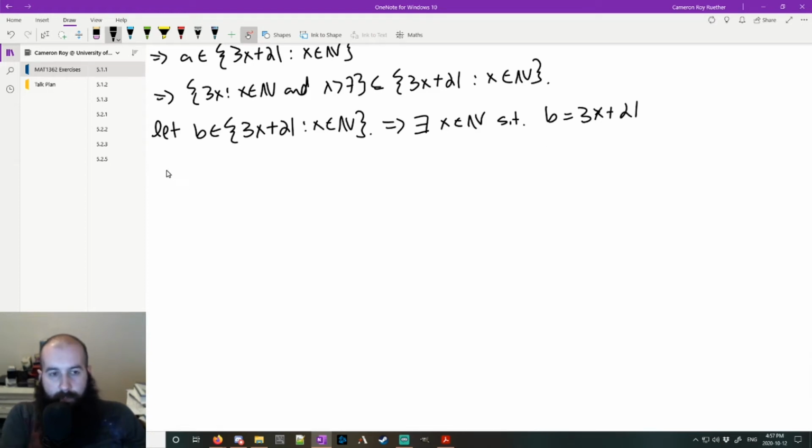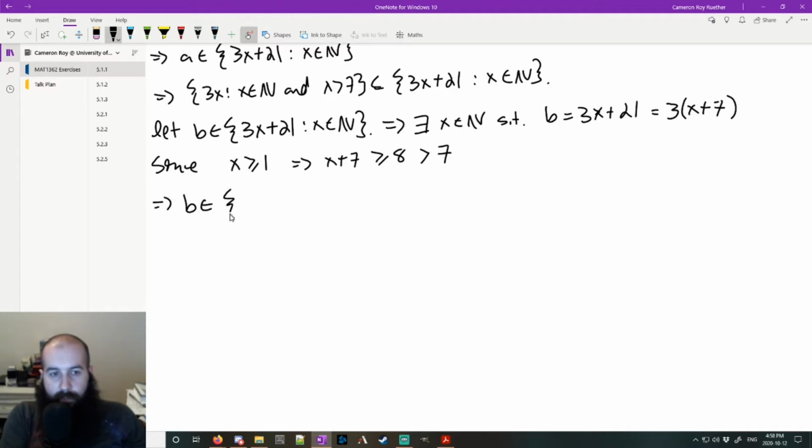This we can write as 3 times x plus 7. And since x is greater than or equal to 1 because it's natural, x plus 7 is greater than or equal to 8, which is strictly greater than 7. So b is 3 times a natural number, which is strictly larger than 7. This means that b is in this set, our first set.